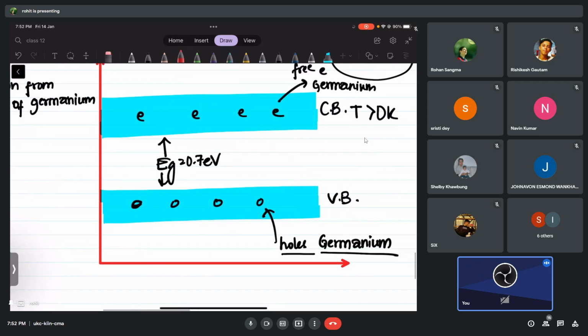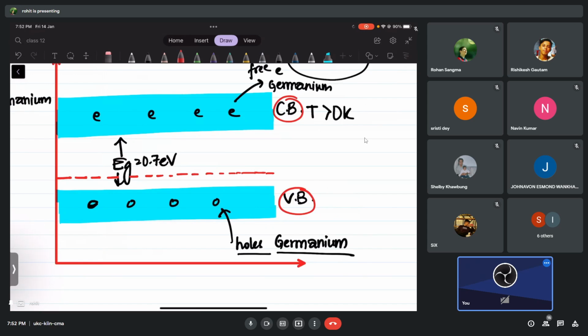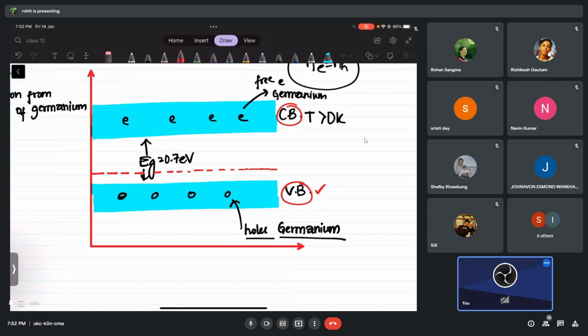Let me show you where it is now. This is the important part. Look at this. I'm drawing a new energy level in between the valence band and conduction band of germanium. Where is it, what do you think, guys? This new energy level that I'm drawing is just above the valence band of germanium. And this has a name. Earlier we called it the donor energy level. Now we call it the acceptor energy level.